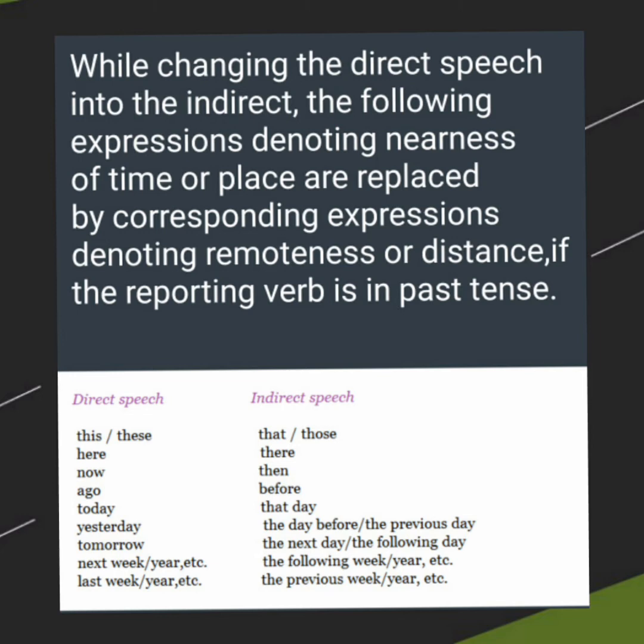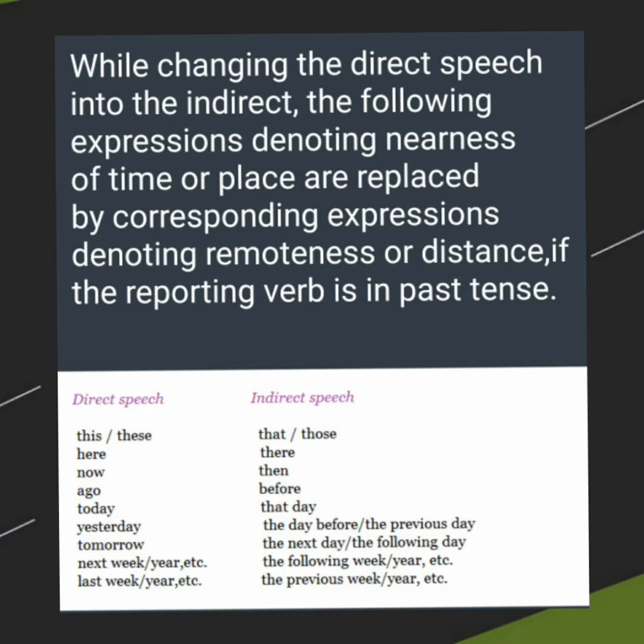What are the necessary things we need? While changing the direct speech into indirect, the following expressions denoting nearness of time or place are replaced by corresponding expressions denoting remoteness or distance if the reporting verb is in the past tense.